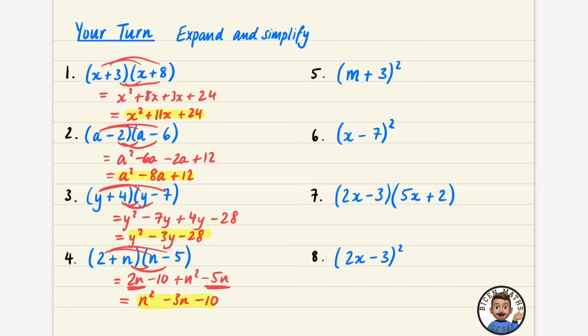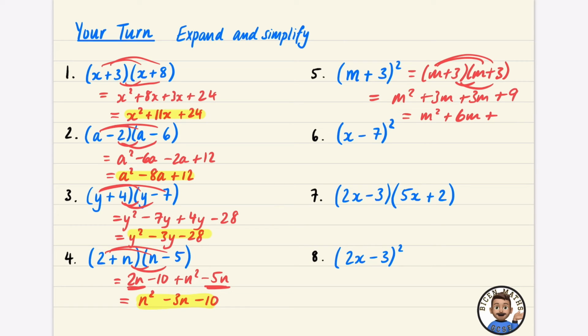Okay, this time we've got one of the squared type questions, so it's probably useful to write it as m plus 3 times m plus 3, but if you're very good at this, you might not need to. m times m is m squared, m times 3 is 3m. 3 times m is 3m, and 3 times 3 is 9. The 3m's in the middle are going to add up to 6m, so we get m squared plus 6m plus 9.